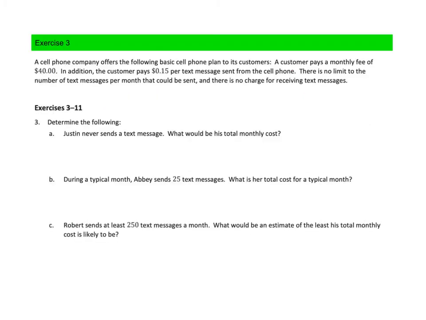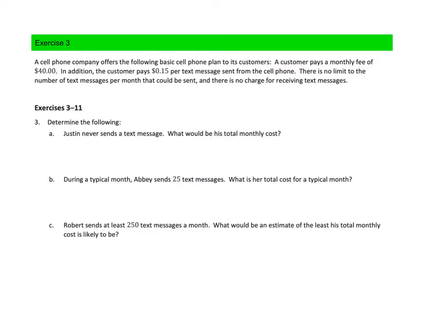All right, now that we have gone over independent and dependent variables, it'll be easier for us to identify them when we're writing our equations today. So this first situation they give us says, a cell phone company offers the following basic cell phone plan to its customers. A customer pays a monthly fee of $40. In addition, the customer pays 15 cents per text message sent from the phone. There's no limit to the number of text messages per month that could be sent, and there is no charge for receiving the text messages.